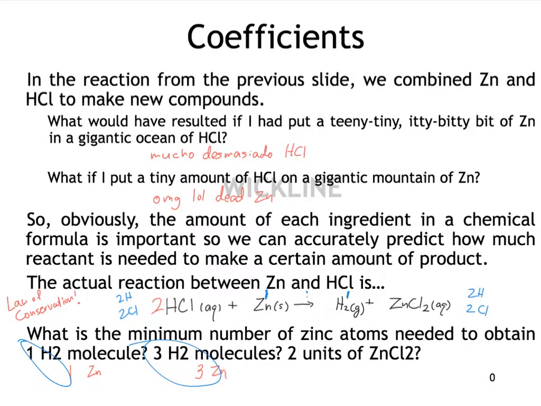So let's use that concept to answer this final question. What if I need 2 units of zinc chloride? So zinc to zinc chloride. When you come to the equation, you can see that each 1 atom of zinc will produce 1 unit of zinc chloride. So it's another 1-to-1 ratio, which means that 2 units of zinc chloride would require 2 atoms of zinc. 1-to-1 ratio.